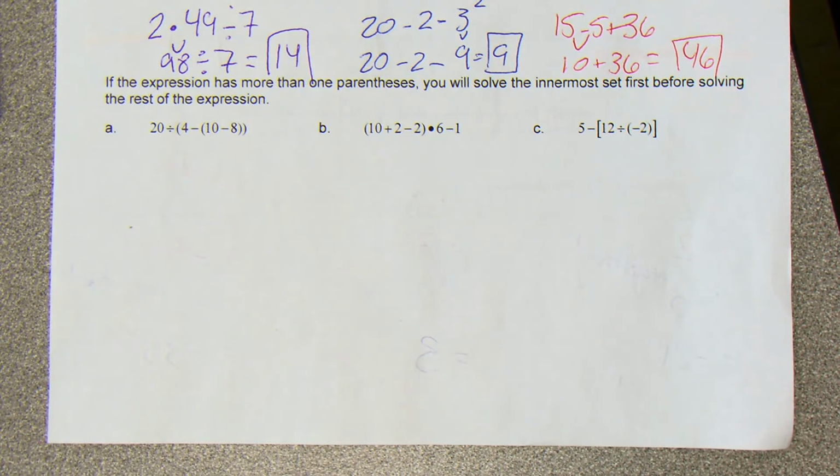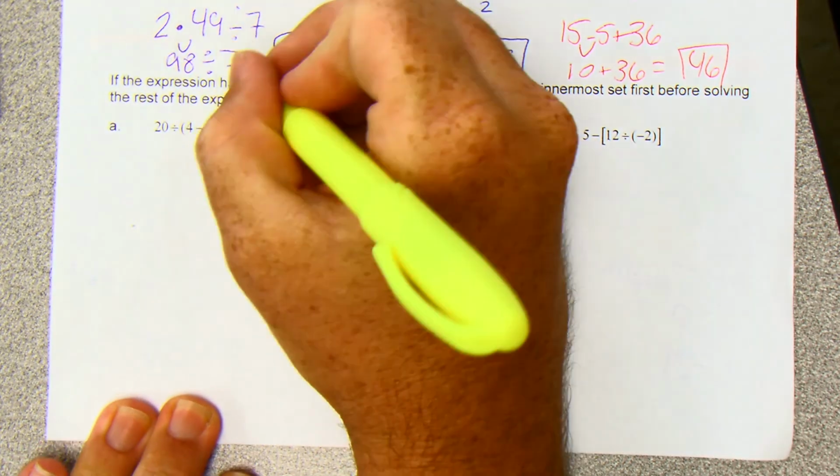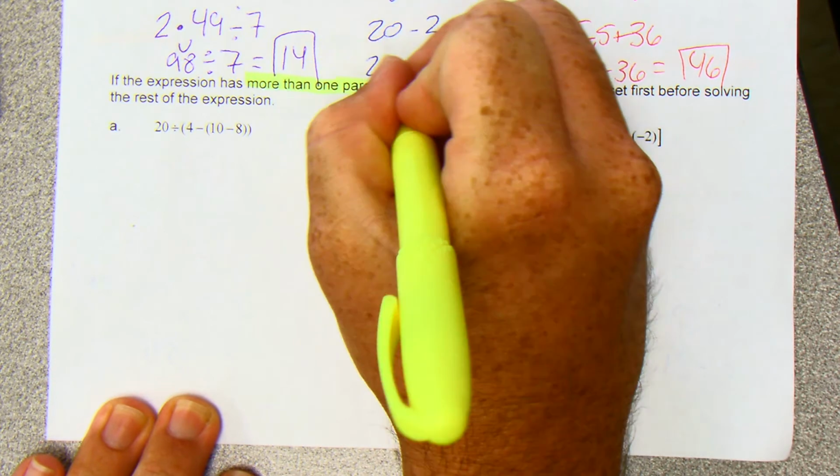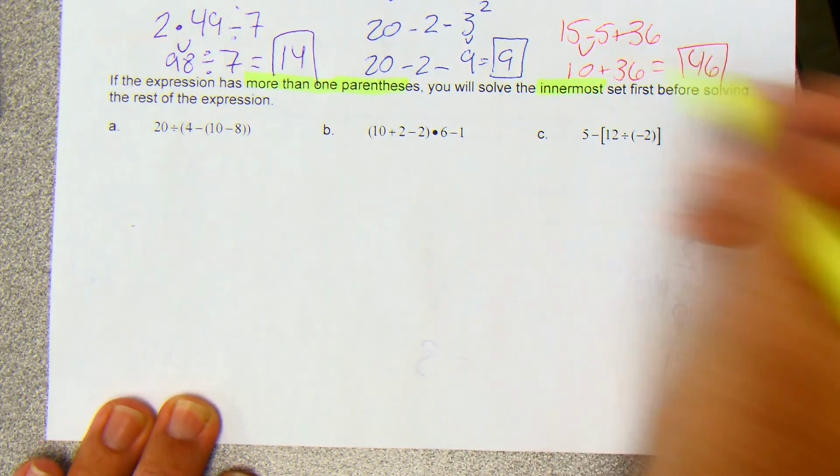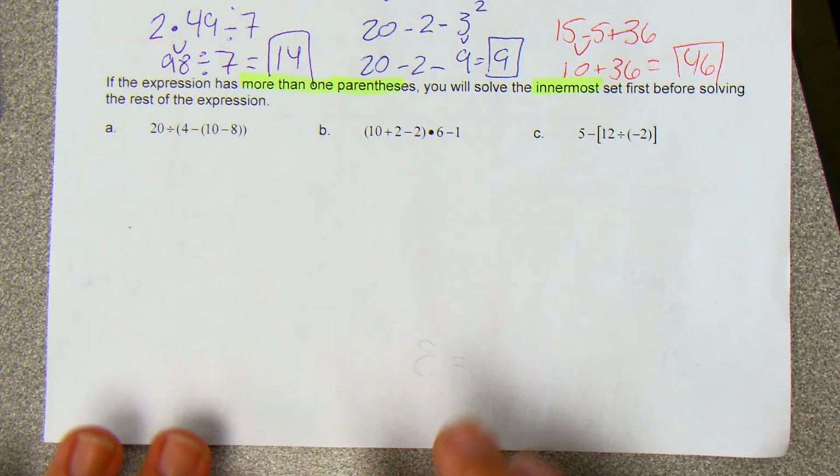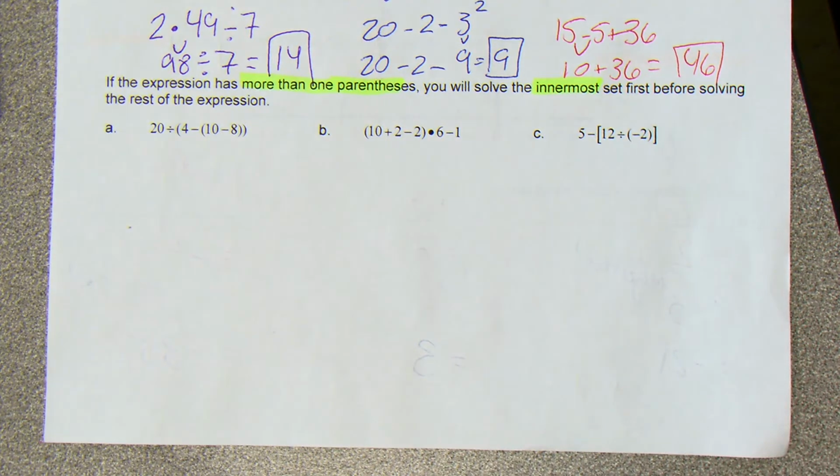We're on these last 3 example problems. If the expression has more than one parentheses, you solve the innermost set before solving the rest of the expression. So you solve the innermost parentheses before we solve the rest of the equation. That sounds like weird verbiage, but I want you to take a look at A.